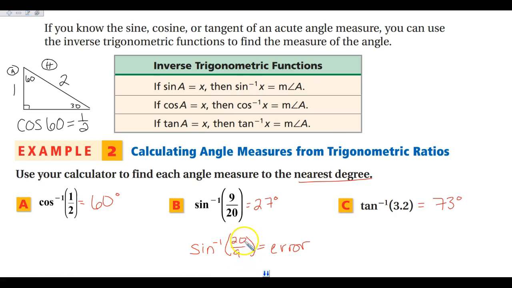It does not work. So you will continue to get an error anytime you try to take the inverse sine or cosine of a value that is greater than 1, or 1 or greater. Your hypotenuse has to be bigger than your side length. All right. If there are any questions on that, please make sure that you make a note of it somewhere on your paper.